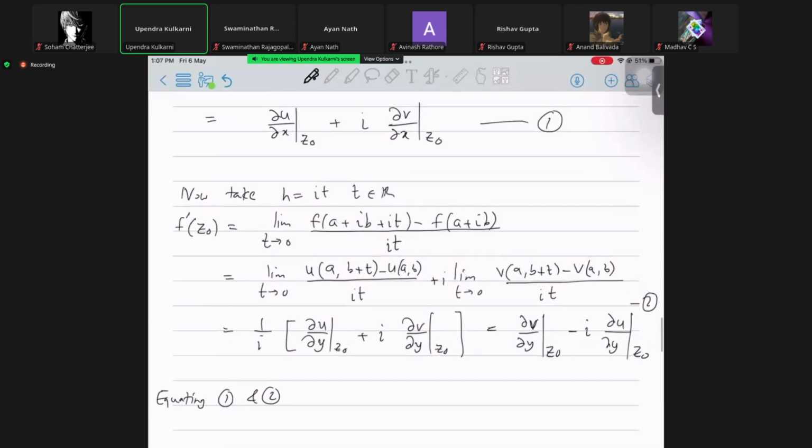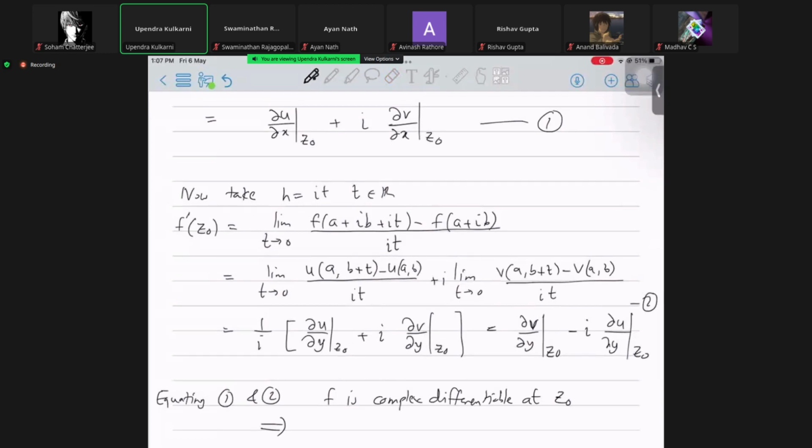What do I get? I get something very nice. F is differentiable. We don't say holomorphic at a point; we often use that for an open set. But let's say F is complex differentiable at z naught.